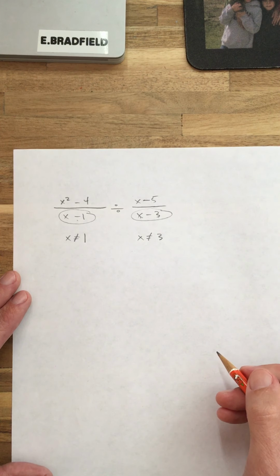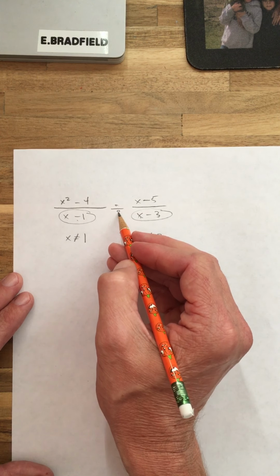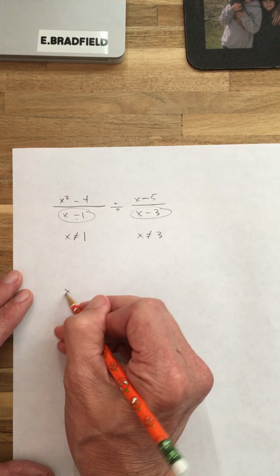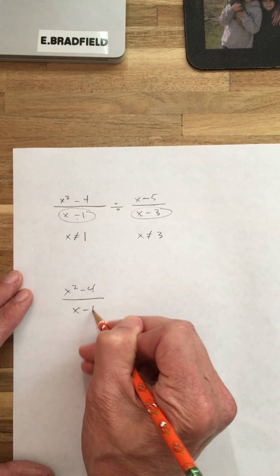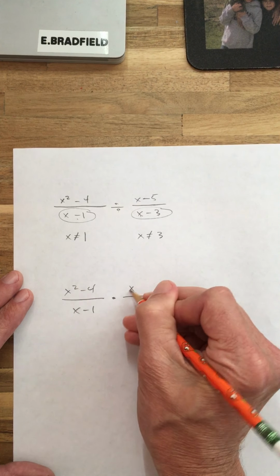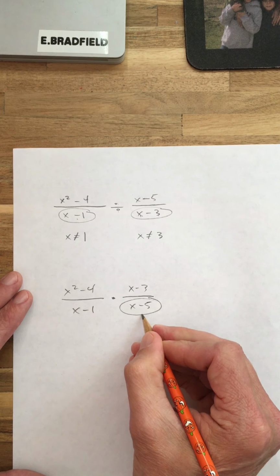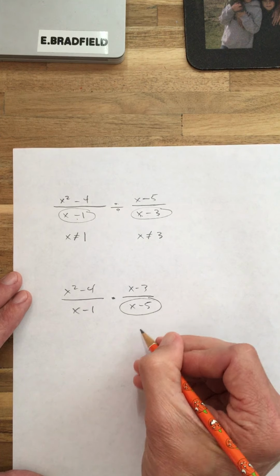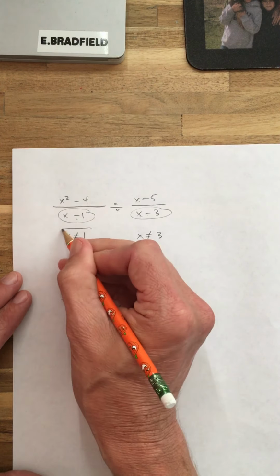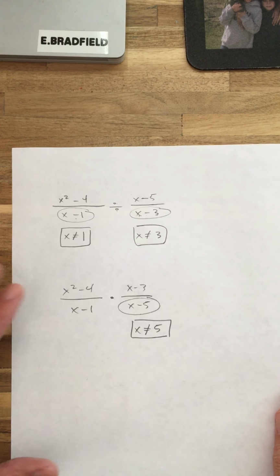But here's one more thing that you have to keep in mind. If you have x squared minus 4 over x minus 1 divided by this, well, in the process of simplifying this, you get x squared minus 4 over x minus 1 times, now you flip this, so you get x minus 3 over x minus 5, and now look, that can't be 0. So we know that x minus 5 can't be 0, so x cannot equal 5. So now we have this restriction, and this restriction, okay? So those are the restrictions.